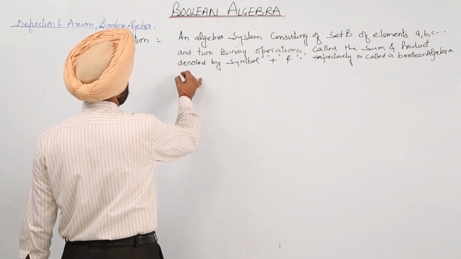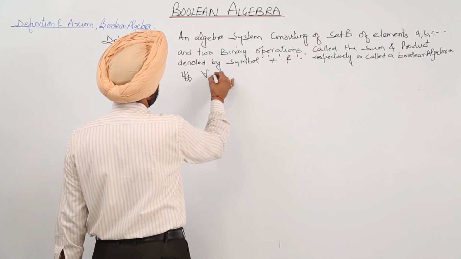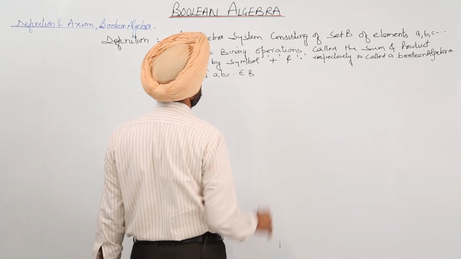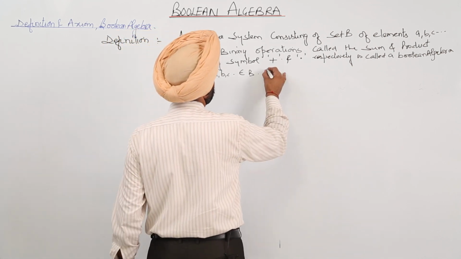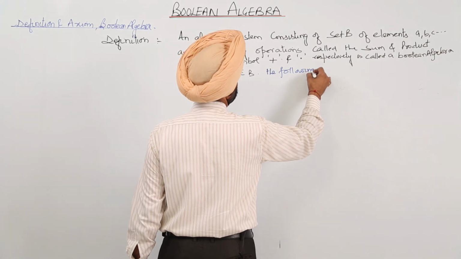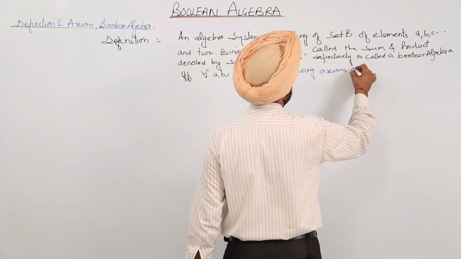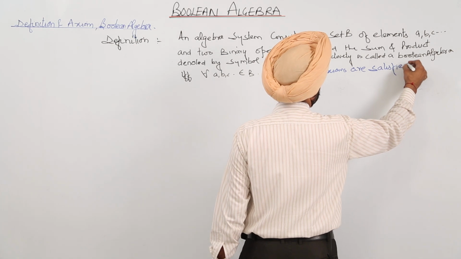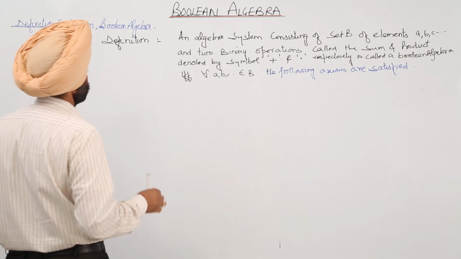If and only if, for all values of A, B, C belonging to set B, okay? Now, the following axioms are satisfied. Now, we are going to discuss a few axioms. Now, axiom number 1.